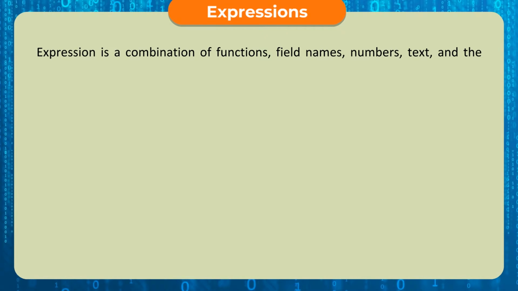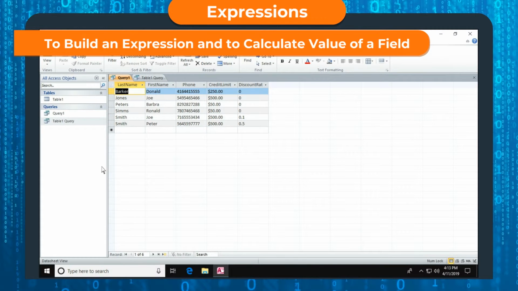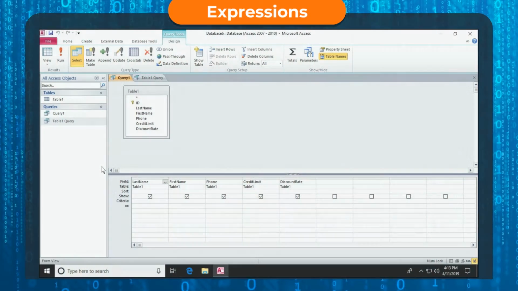An expression is a combination of functions, field names, numbers, text, and the operators listed previously. To build an expression and to calculate the value of a field. Step 1. Open an existing query or start a new query. Step 2. Click the View button from the Results group in the Design tab.